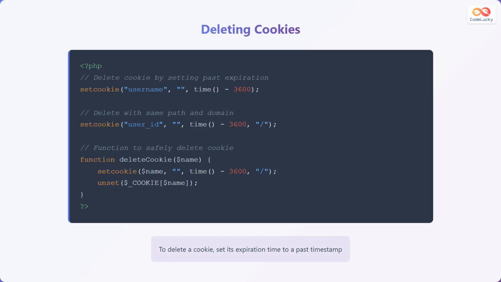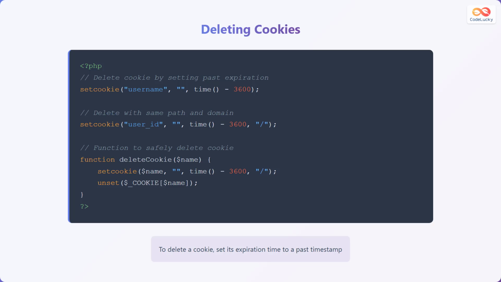Here's how to delete a cookie with the same path and domain that it was created with. The first argument is the name of the cookie, in this case user ID. The second argument is the value of the cookie, which is left blank. The third argument is the expiration time, which is set to 1 hour ago. The fourth argument is the path, which is set to /, meaning the cookie is available to all pages on the website.